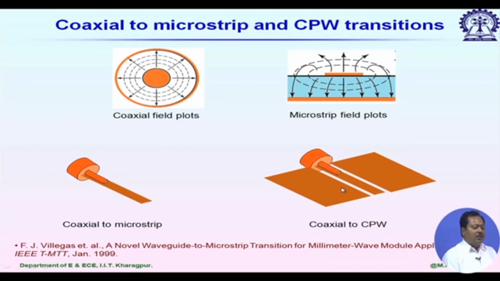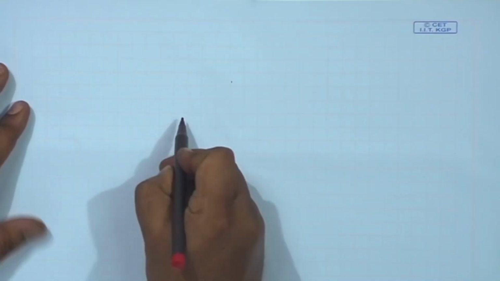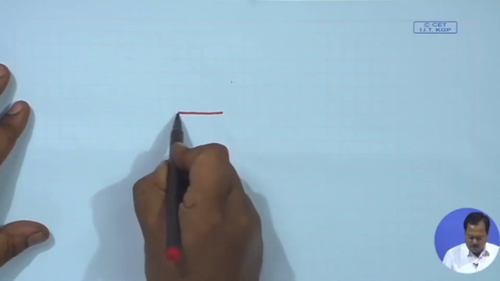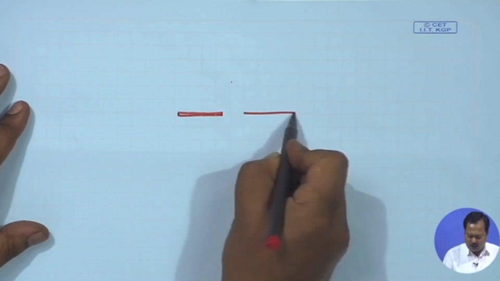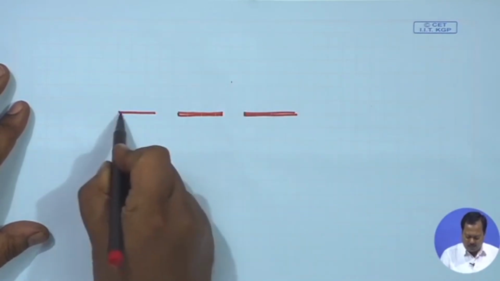Similarly, we can also excite a CPW line. So, for a CPW line, you see the electric field starts from the signal line and terminates into ground. So, we can again use this TEM mode of the coaxial line to excite the quasi TEM mode of the CPW line. Let me draw the field diagram. So, for a CPW line, let us say this is the signal line and this is the ground plane.